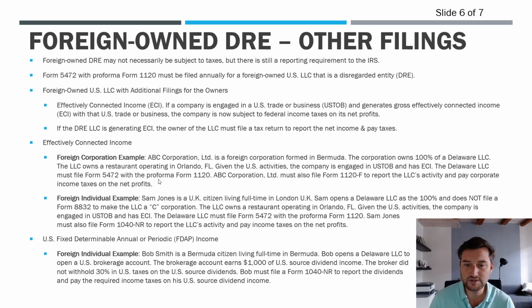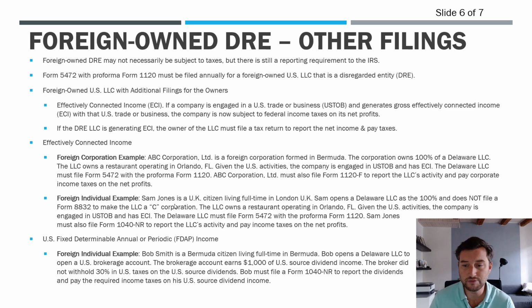So the Delaware LLC has to file its 5472 with a pro forma 1120. And then in addition to that filing, ABC Corp has to file a foreign return, a Form 1120-F, to report that ECI and then pay corporate income taxes on the net profits. And then, to the extent there's any distributions, they might be liable for the branch profits tax, or BPT for short. So what's an example with an individual?